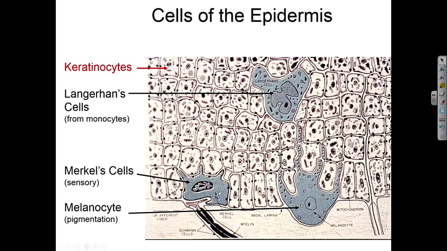We have Merkel cells, which are associated with nerves, so these are thought to be sensory. And then we have melanocytes, which give rise to the pigmentation of the skin.